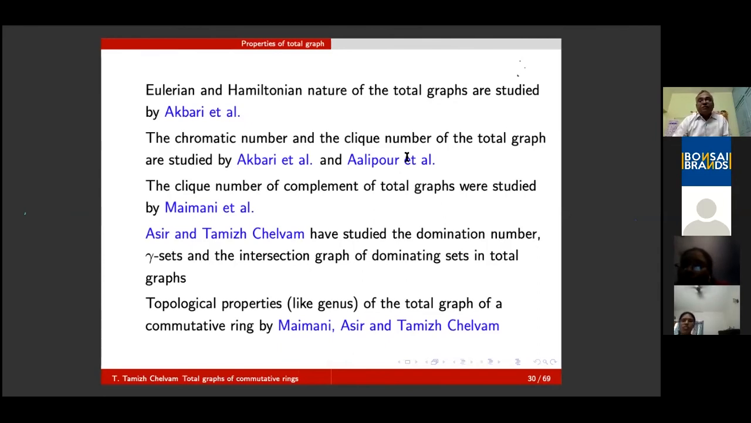Apart from these graph theoretical properties, as I mentioned yesterday, the genus, non-planar, toroidal properties were studied by Maimani. Maimani characterized all commutative rings for which the total graph has genus either 0 or 1. That means the total graph is either planar or toroidal. A graph is toroidal if its genus is 1. In continuation of that, we have characterized all finite commutative rings for which the total graph is of genus 2. Of course, thereafter the problem is still open.